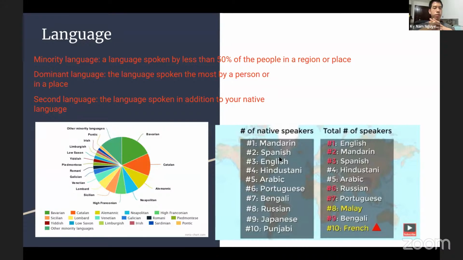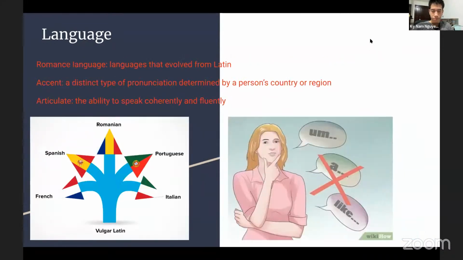And so next after that is the opposite of minority language, dominant language. Dominant languages are the languages spoken the most by a person or the language spoken the most in a place. Some of the most dominant languages in the world right now, definitely English is at the top. Next to that, I would say Mandarin is another quite dominant language. A lot of people speak Mandarin in the world. Any questions so far? Great, I'll move on.